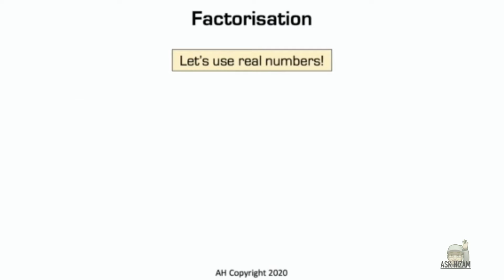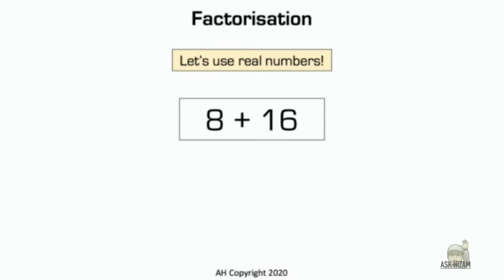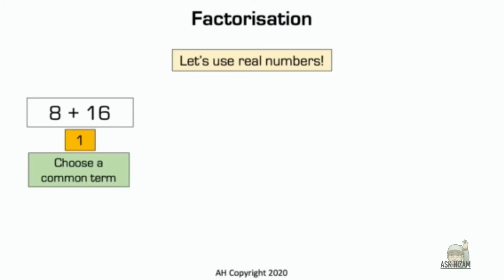If the A's, B's and C's are confusing, we'll use real numbers for our example. So here we have 8 plus 16. Let's factorize this using 3 simple steps. Step 1. Choose a common term. For a start, choose any number. In this case, we'll choose 2.